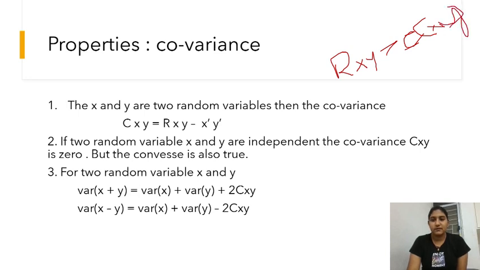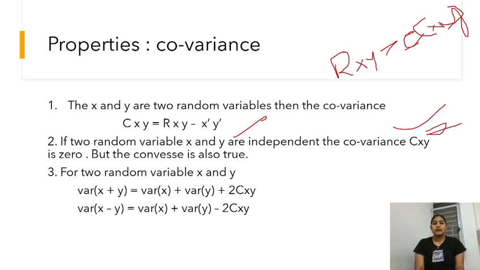Expectation of xy. If two random variables x and y are independent, the covariance Cxy is 0. We should remember this point. If two random variables are independent, then the covariance becomes 0. But the converse is not true.